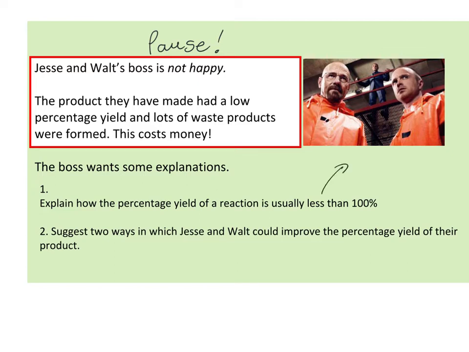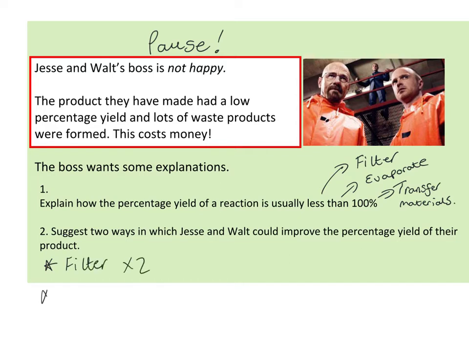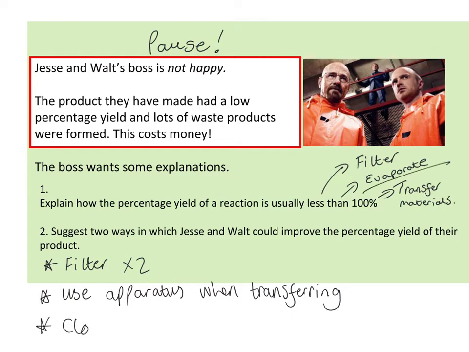Okay, so why is it less than 100? Product is lost when you filter. Product is lost when you evaporate. Product is lost when you transfer materials. So how could we improve that? We could filter more than once just to make sure that we're getting all the product out. We could use different apparatus when transferring. If we're worried about evaporation, we'll do it in a closed system, so even when it evaporates, it won't be able to escape. Okay, so there's a couple of things to think about.